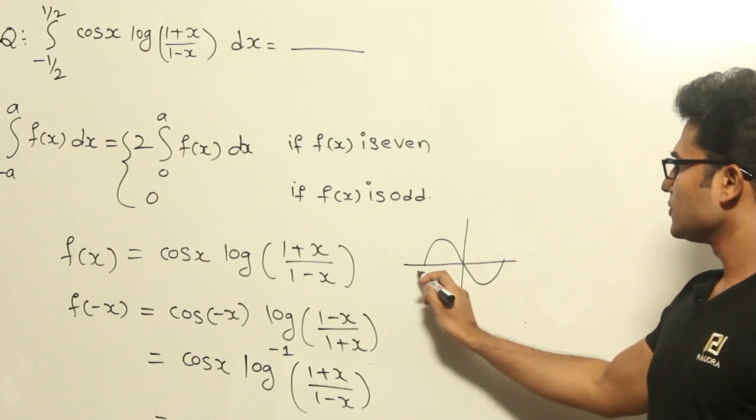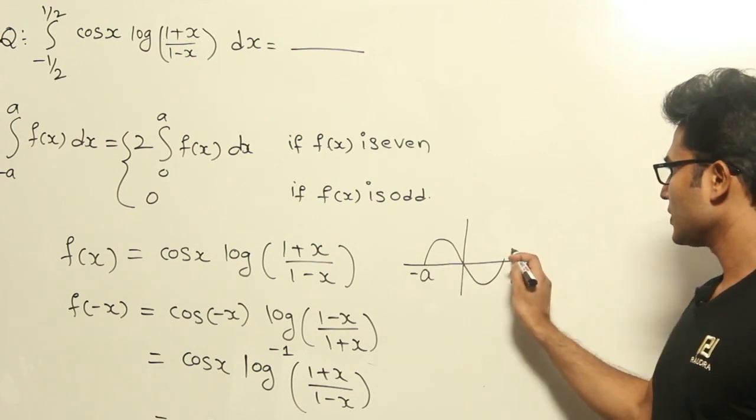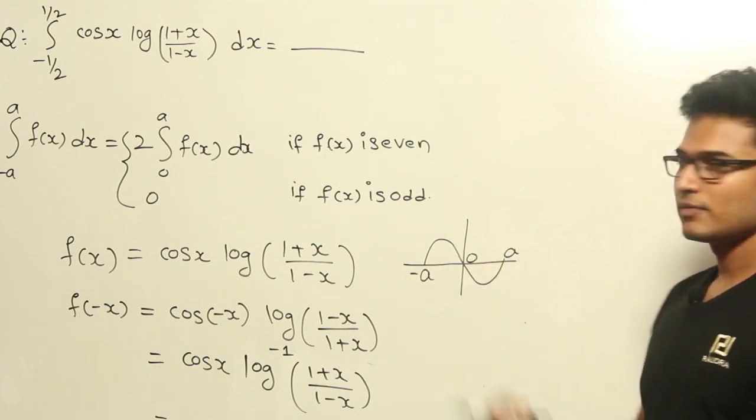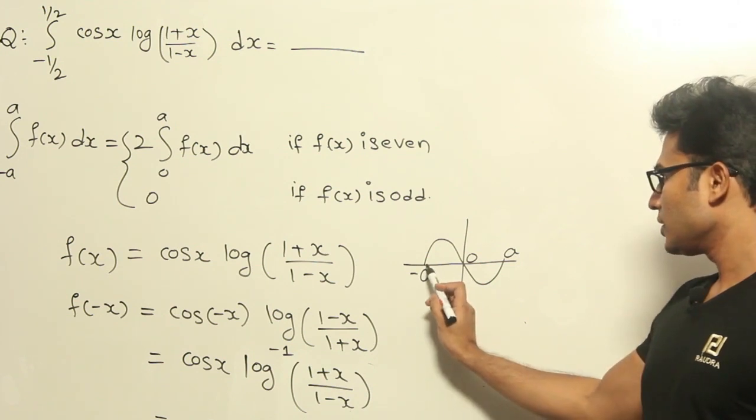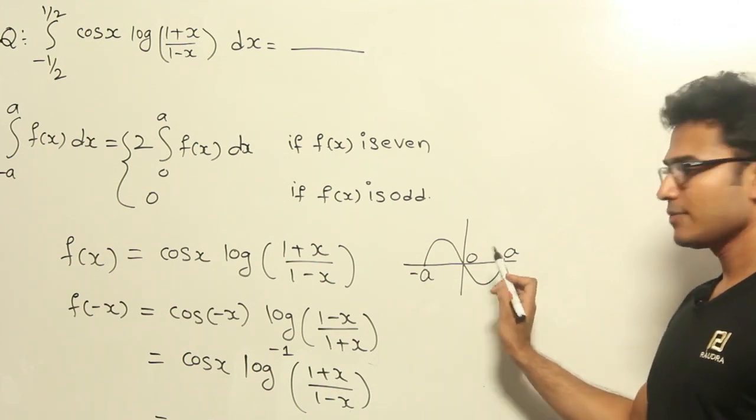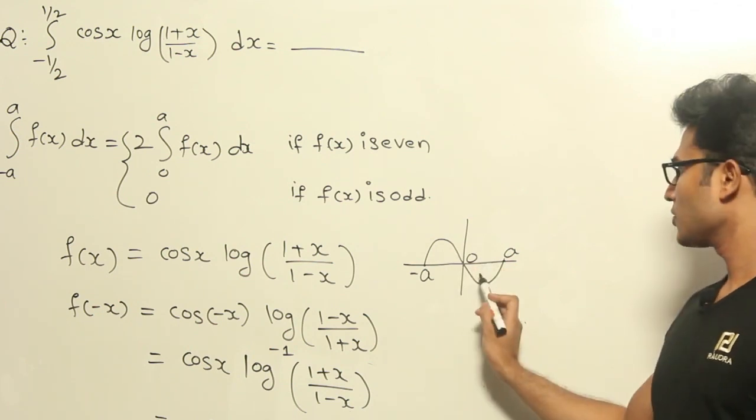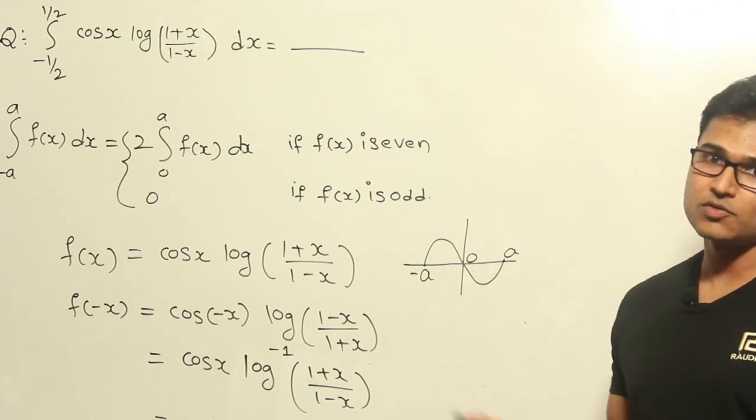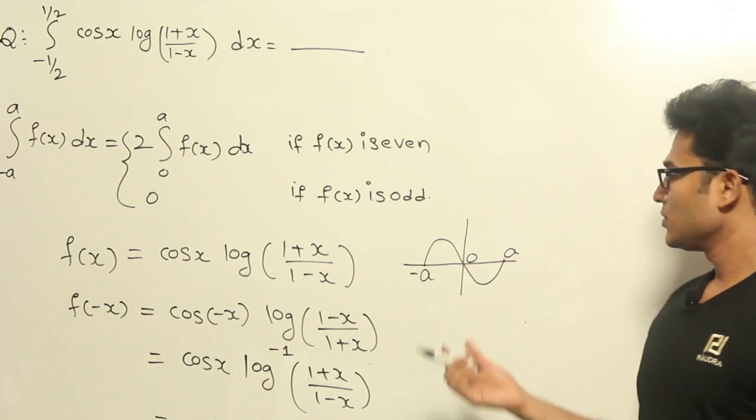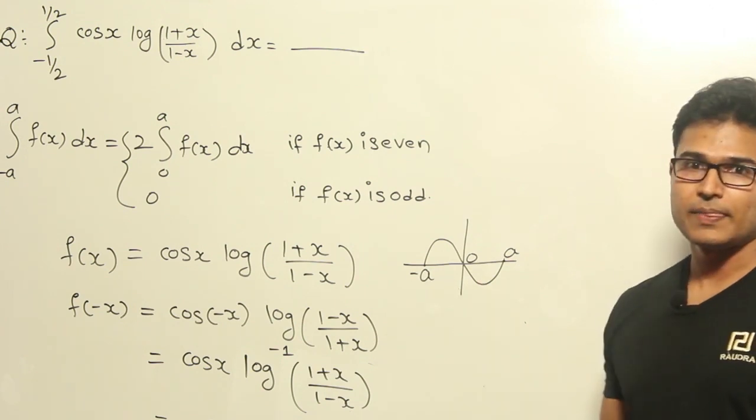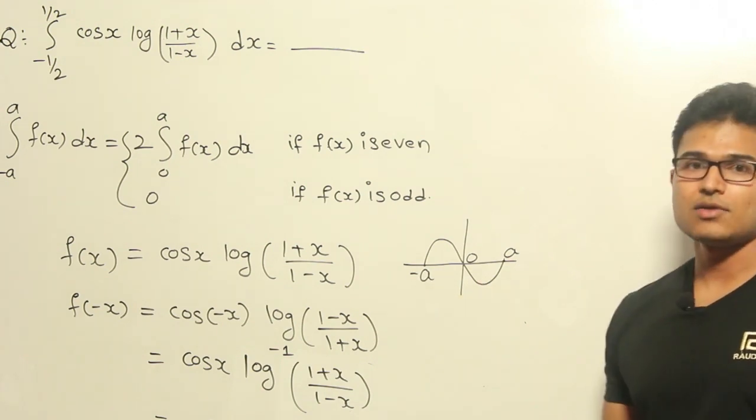Assume that this is minus a and this is a and it is 0. Now if you try to integrate from minus a to a, here you are going to have positive value and here you are going to have negative value, and everything is going to get cancelled off, right? So which means you are going to get 0. Now in this case it is an odd function.